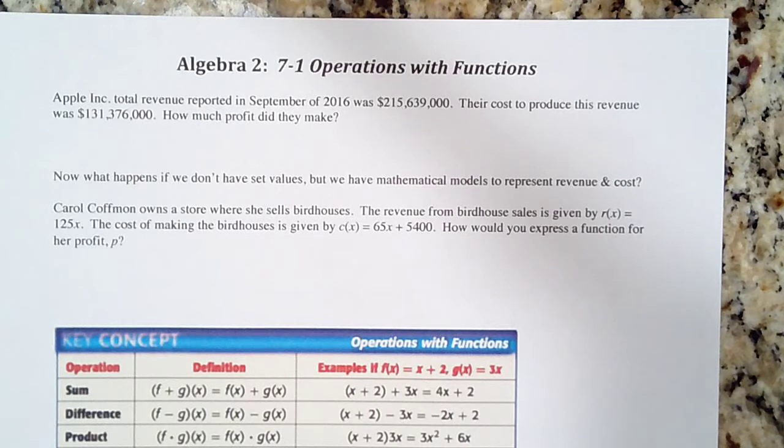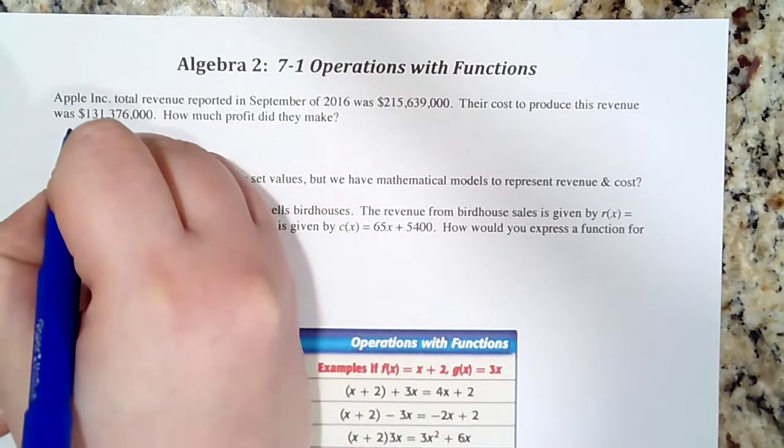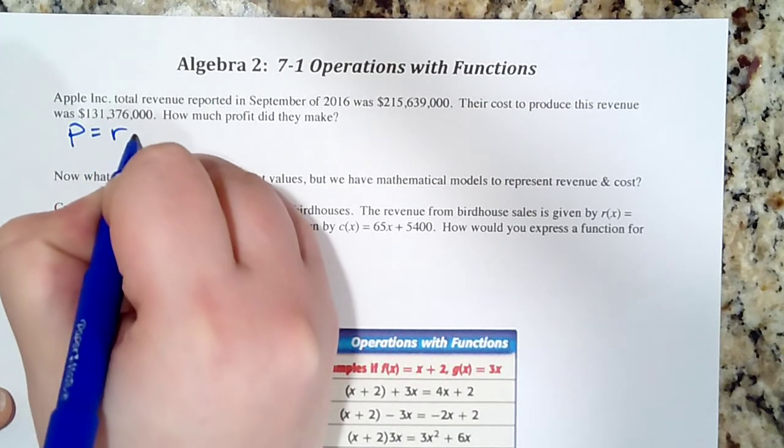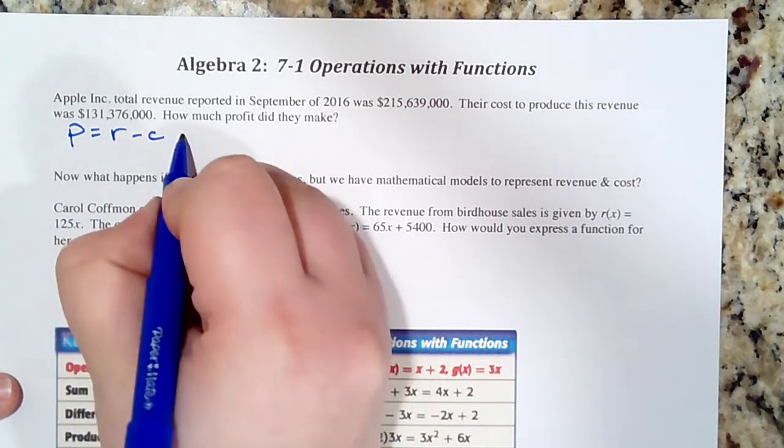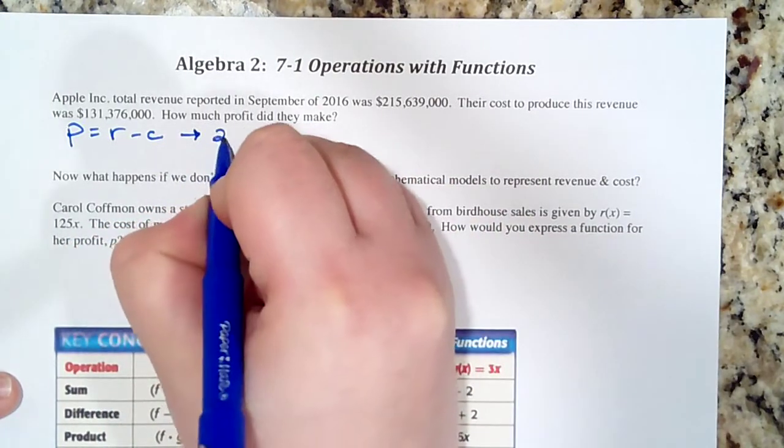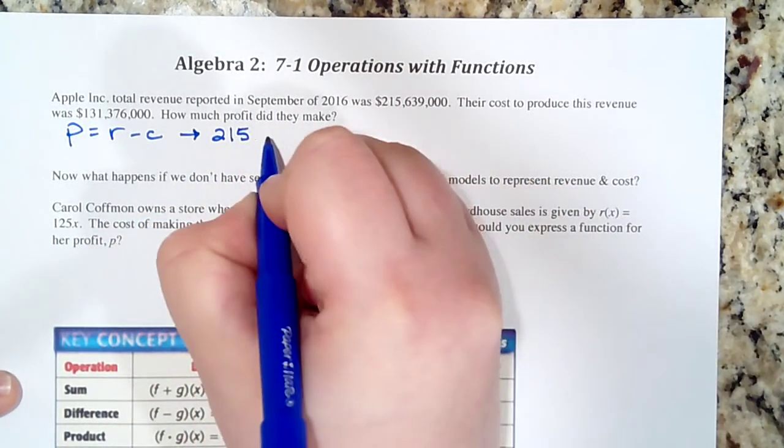Apple Incorporated's total revenue reported in September of 2016 was $215,639,000. Their cost to produce this revenue was $131,376,000. Knowing these two facts, how much profit did they make? Well, let's go back to our basic math. We know that profit is going to be equal to revenue minus cost. So let's plug in the numbers it gives us and find out how much profit they made.